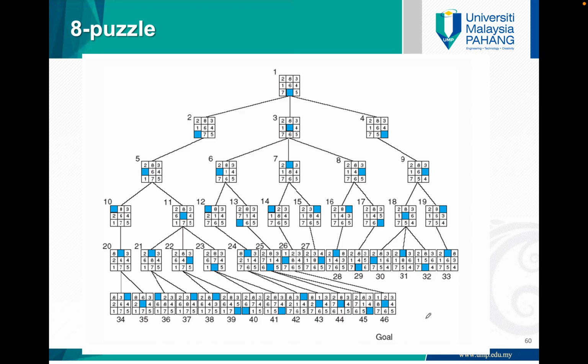Okay, so UCS is guided by path cost rather than depth. The main idea in the UCS algorithm is that you are trying to expand the cheapest node, where the cost is the path cost.